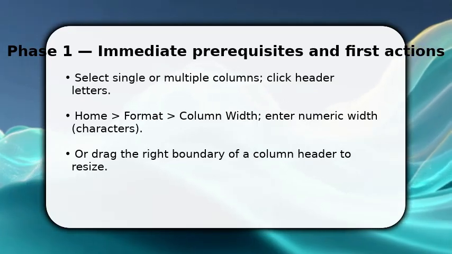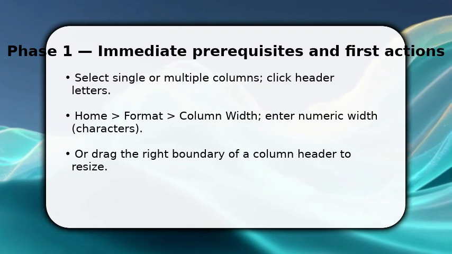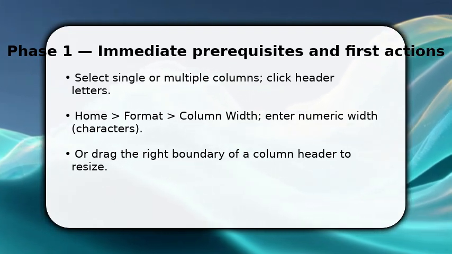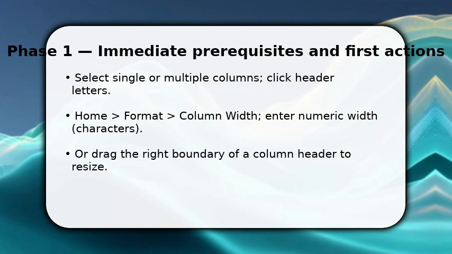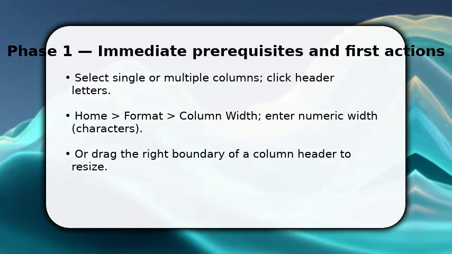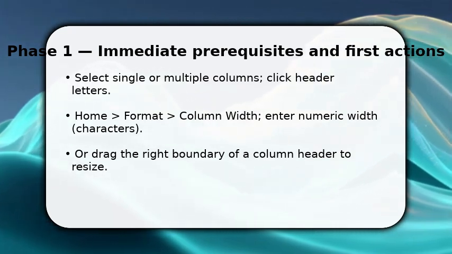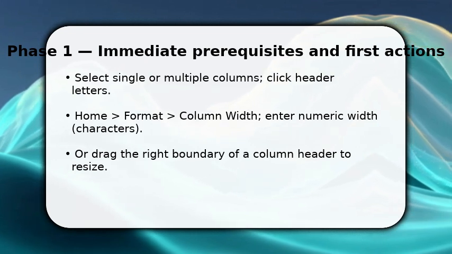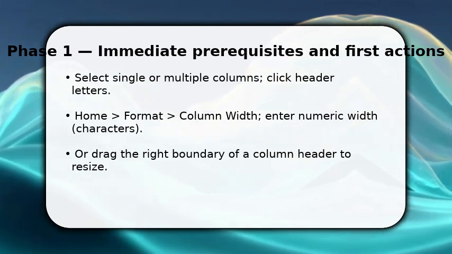You start by selecting the column or columns you want to change. Click the header letter or click and drag to pick a range. Once selected, go to Home, choose Format, then column width and type a numeric value. This sets character-based width for consistency.